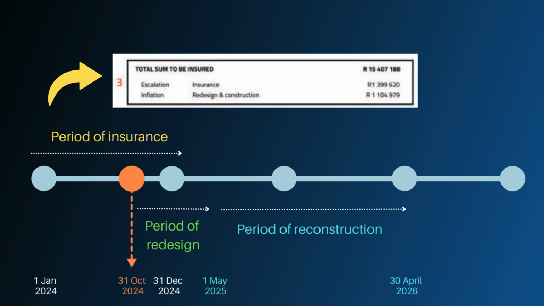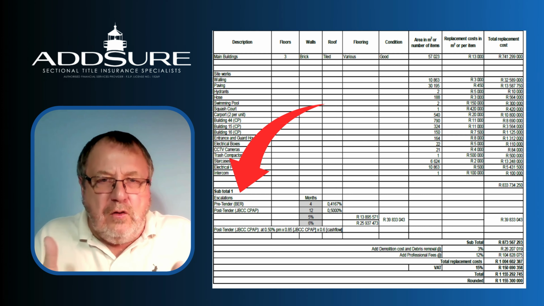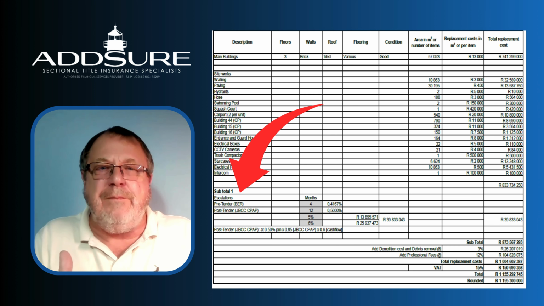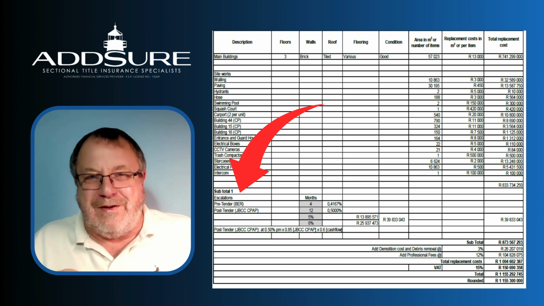So if you look at that little summary at the top there, this small body corporate, let's say there's 10 units there, of 15 million Rand, and you've got escalation there of 1.3 during the period of insurance, and then you've got your inflation shown there as 1.1. And we like valuers to show it like that. Some valuers will actually include the escalations in the total sum, but then we need to strip it out.